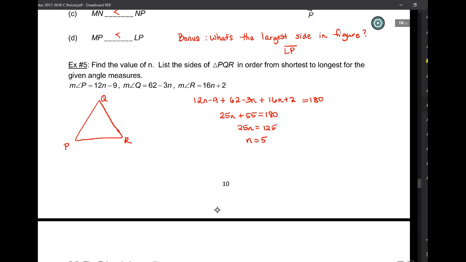Okay, so now we want to plug it back in. So angle P, 12 times 5 is 60, minus 9 is 51, right? Angle Q is 62 minus 3n, so 62 minus 15, 47. And 16 times 5, 80, plus 2. I would always recommend just adding those all up, making sure, do those all add up to 180? Probably. Yeah. It seems that way.